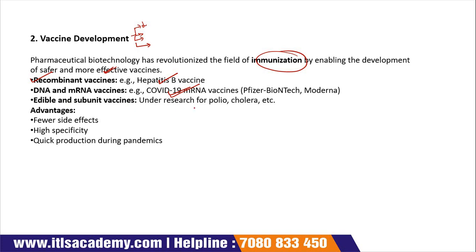Edible and subunit vaccines are under research for polio and cholera. And the advantages of these vaccines: fewer side effects, higher specificity, and quick production during pandemics. They also enhance the secondary response, and this vaccine acts as an immune booster.